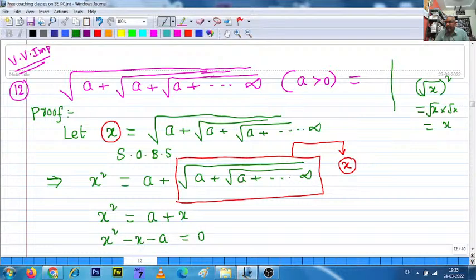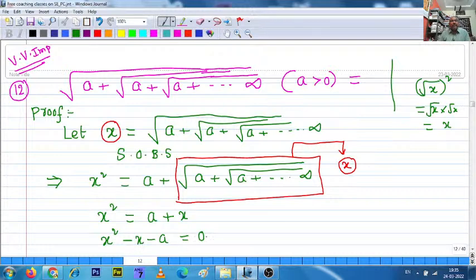So in the examination sometimes it may be given that x is equal to root of a plus root of a plus root of a and so on to infinity. So what is the quadratic equation you get in terms of x? That is nothing but this, you need to write x square minus x minus a is equal to 0.